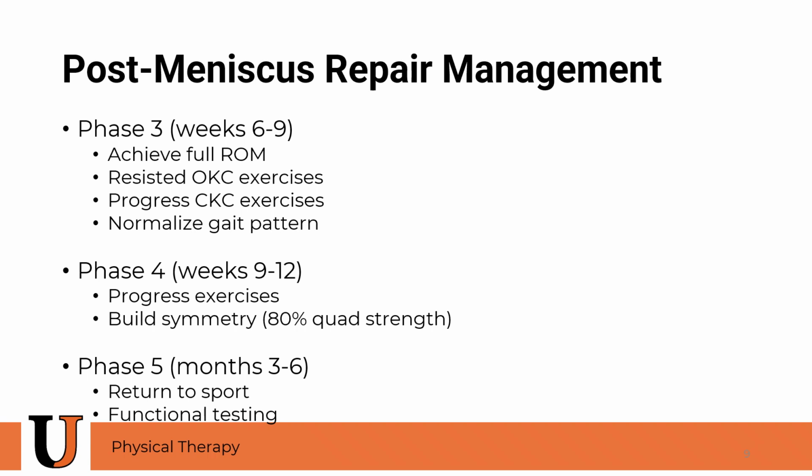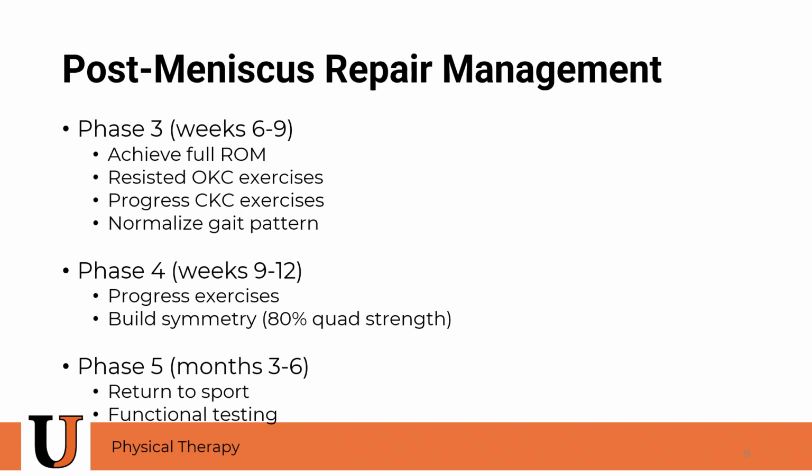Phase 5 is the return to sport phase, months 3 to 6. There's quite a range there. Some patients at this point are feeling really good and begin to progress rapidly, where others it might take a little bit longer. And you just have to take each patient individually and help them achieve the functional goals that they need in order to return to their activities they want to get back to.